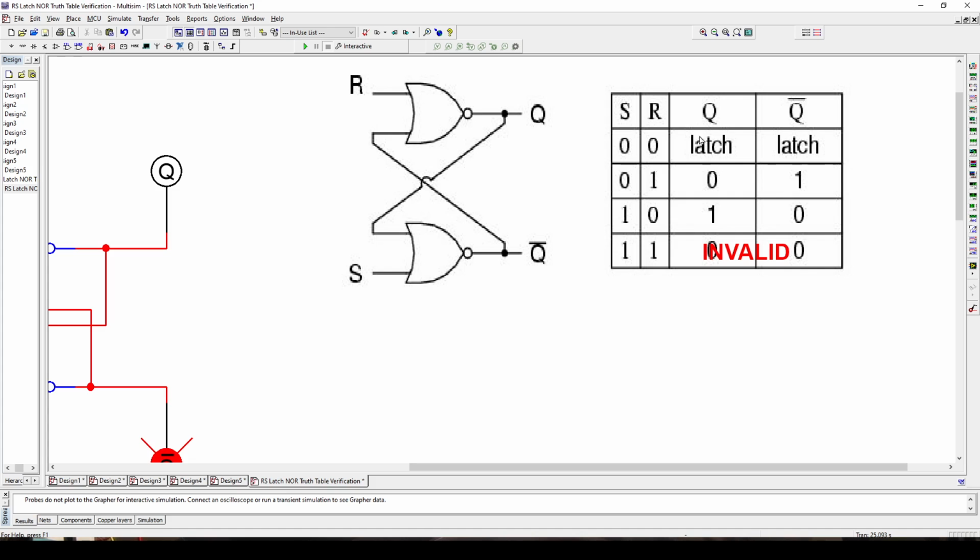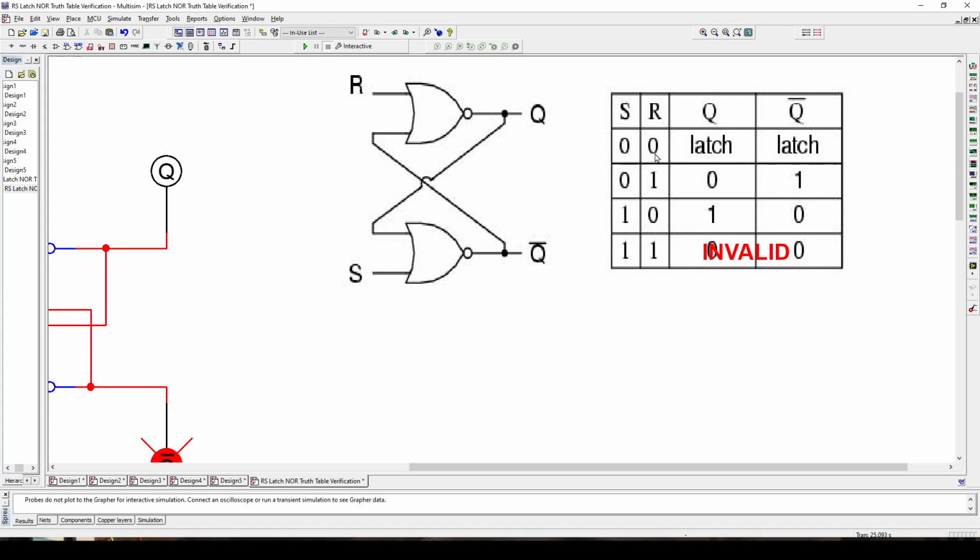We cannot have that, because if one is one way, then the other one has to be the other way. There's no such thing as Q and not Q being at the same state at the same time. All right, so that is an invalid situation. We are not supposed to have those two inputs. They should never go high. If there is some circuit that makes both of them high, then it's going to be a wrong situation. Okay, so we took care of that.